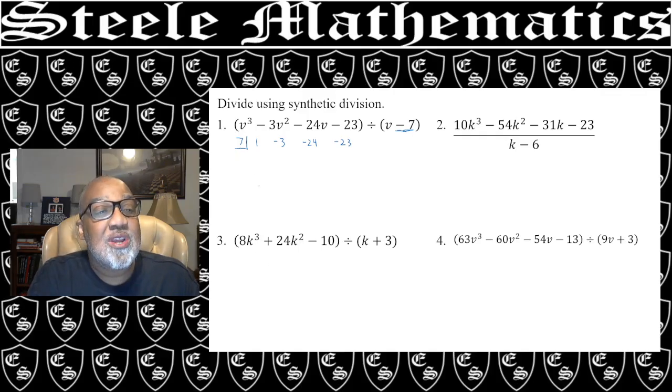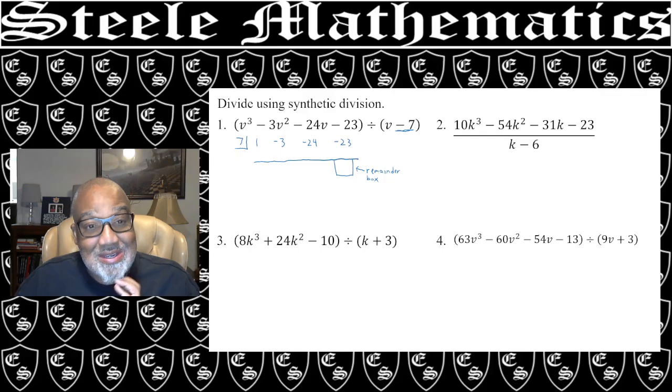So the next thing you do is you draw a line, but you're going to leave a space. And underneath the last number is what we call a remainder box. Okay, so let me write this down. This is called the remainder box. And in the box is where the remainder is. So now that we have the setup, here's how it goes.